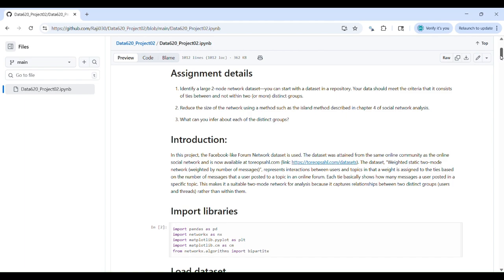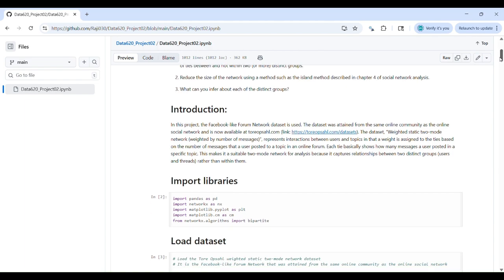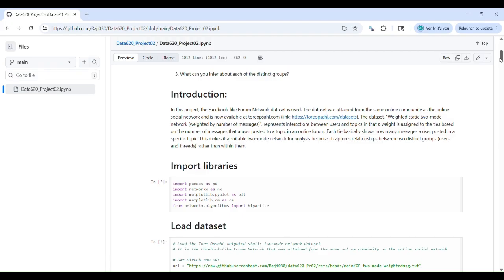So here is the introduction part. Basically in this project we utilized the Facebook-like forum network dataset. The dataset was attained from the same online community, the online social network, and is now available at storyofcell.com. Here's the link you see. And the dataset is a weighted static two-mode network dataset.